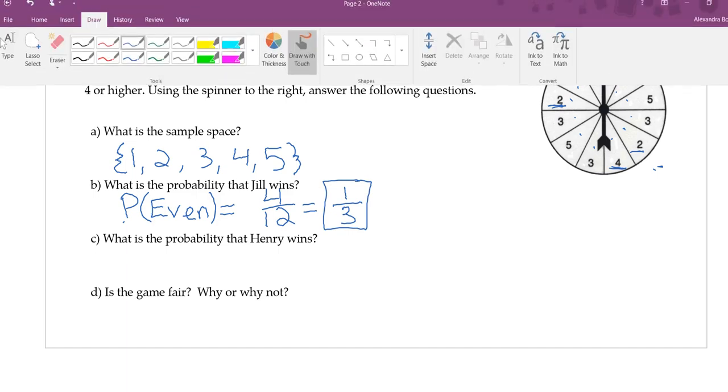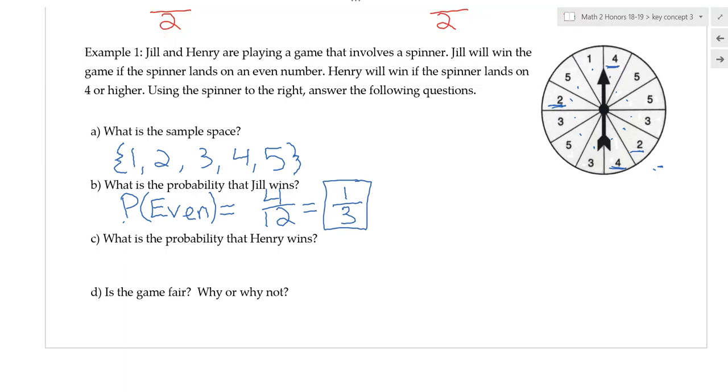Okay. What is the probability that Henry wins? And I like to use some shorthand. So Henry wins if it's 4 or higher, so if it's greater than or equal to 4. You could write 4 or higher, but I prefer shorthand. So I'm going to count all the ones that are 4 or higher: 1, 2, 3, 4, 5, 6. And reduce.